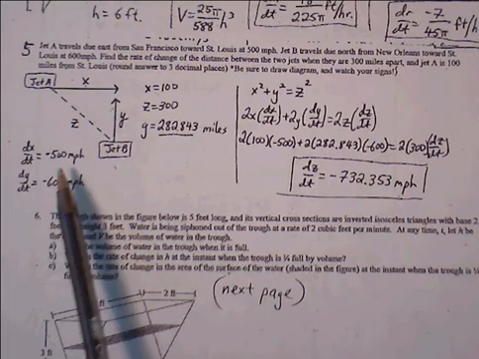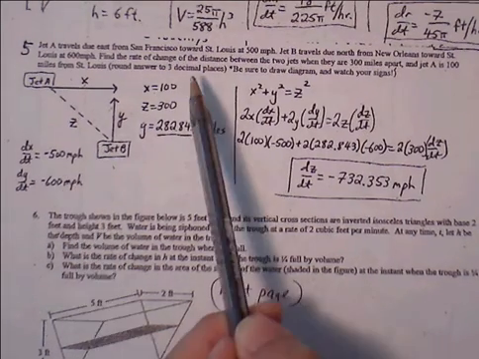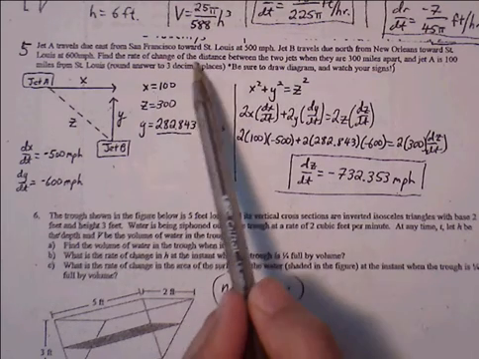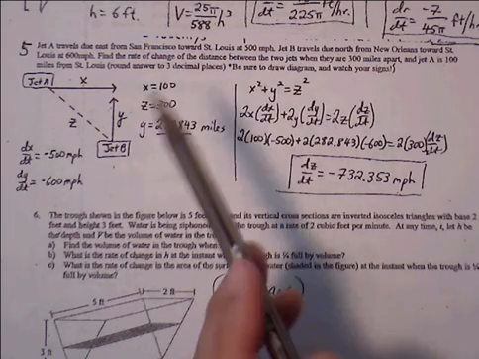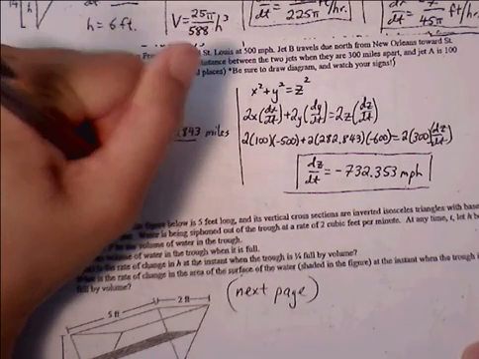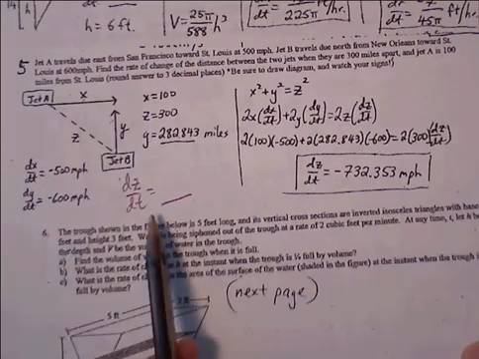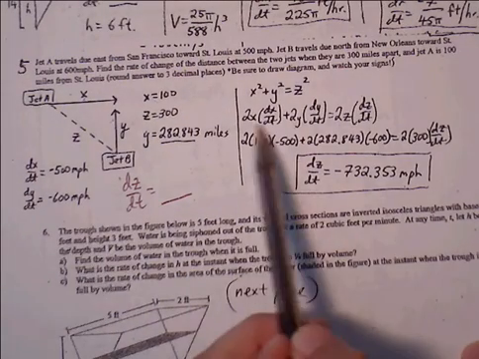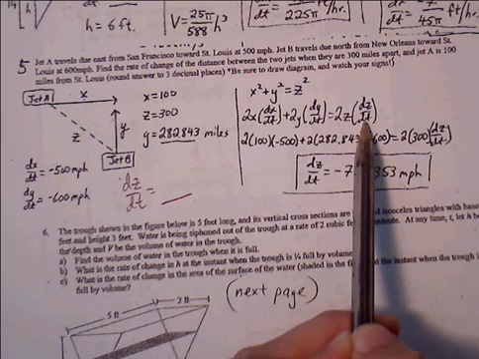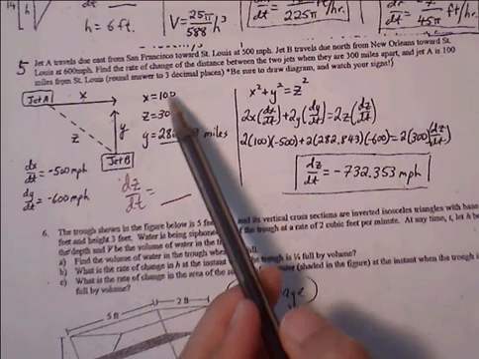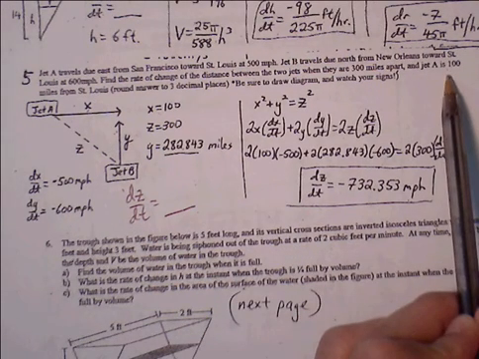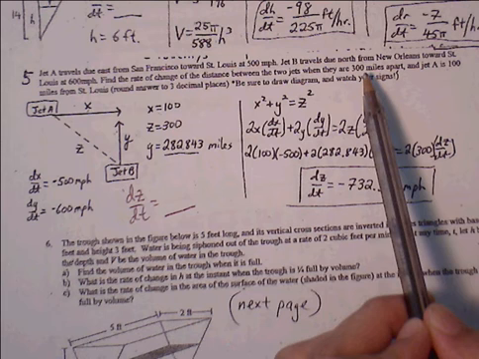Now let's see what we have here. We have dx/dt, we have dy/dt. We're trying to find the rate of change of the distance between the two jets. So we're trying to find dz/dt. That's what we're after here. So to find dz/dt, we need to fill out more information in terms of the variables that are missing. So let's see. We know Jet A is 100 miles from St. Louis.